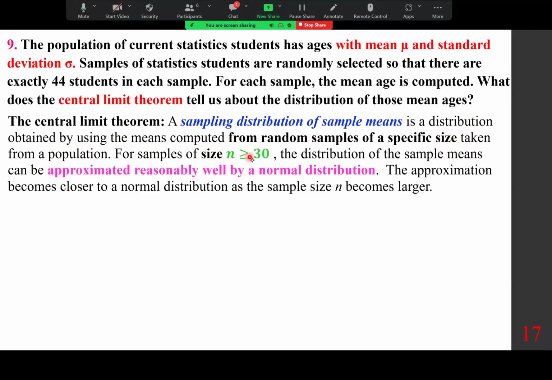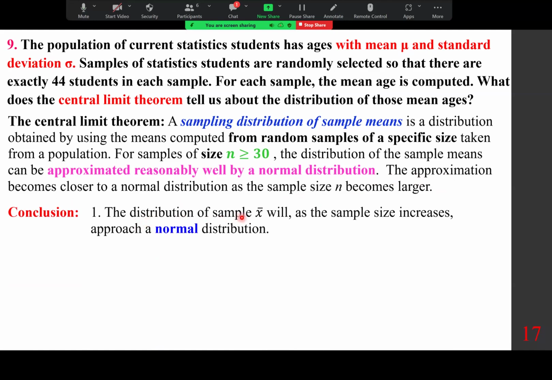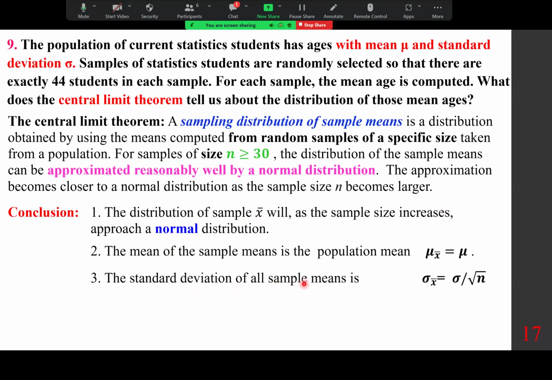For samples of size n larger than or equal to 30, the distribution of the sample means can be approximated reasonably well by a normal distribution. The approximation becomes closer to a normal distribution as the sample size n becomes larger. So here's the conclusion. The distribution of sample X bar will, as the sample size increases, approach a normal distribution. The mean of the sample means is the population mean, so mu of X bar equals mu. The standard deviation of all sample means is sigma of X bar equals sigma over square root of n.